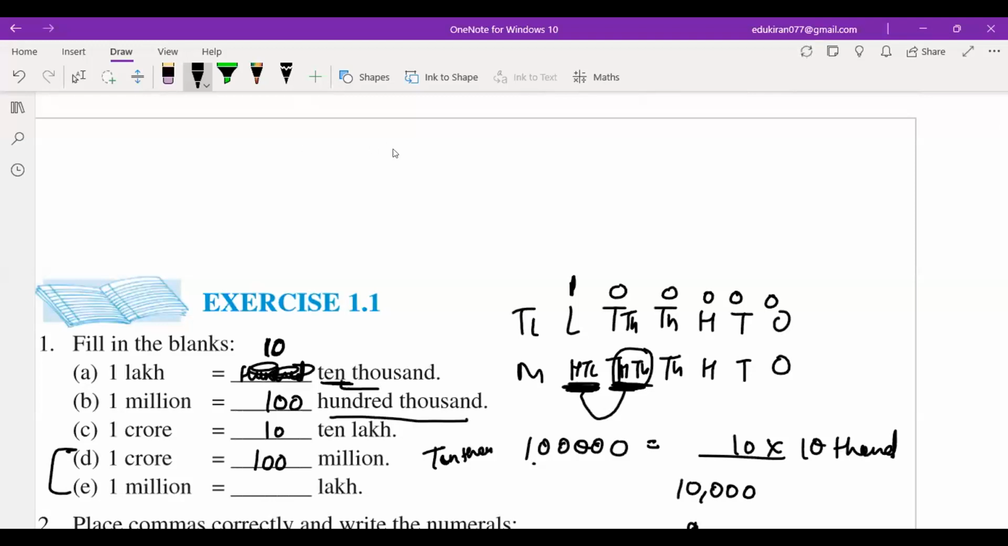So 1 crore. It's ones, tens, hundreds, thousands, ten thousands, lakh, 10 lakh, and crore. Now for million: ones, tens, hundreds, thousands, ten thousands, hundred thousands, million. How many zeros are less? 1. Then why did you write 100?